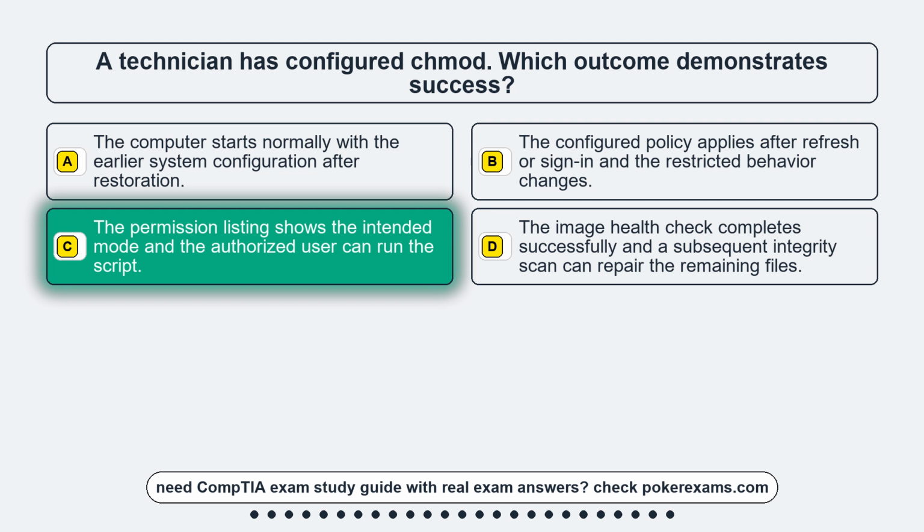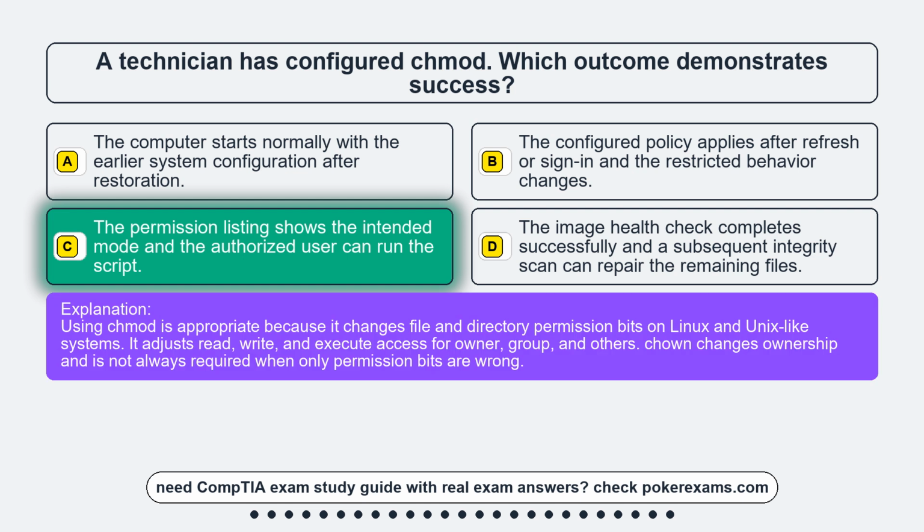The correct answer is option C. The permission listing shows the intended mode and the authorized user can run the script. Using chmod is appropriate because it changes file and directory permission bits on Linux and Unix-like systems. It adjusts read, write, and execute access for owner, group, and others. Chown changes ownership and is not always required when only permission bits are wrong.